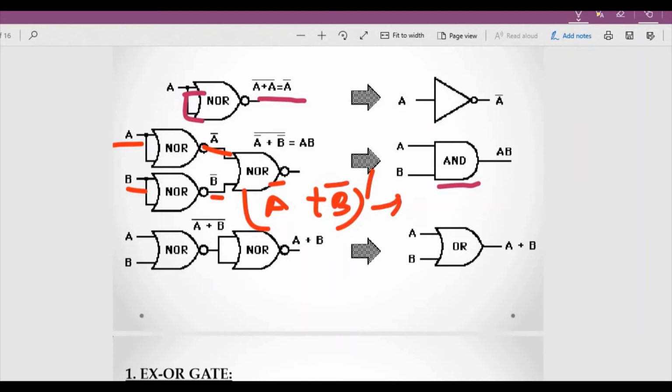So what will we be getting? A as it is, B as it is, and we know that we have just said that the plus complement would be nothing but dot, so we are getting A into B. Okay, similarly now A plus B becomes very easy. Okay, we are getting the OR gate.